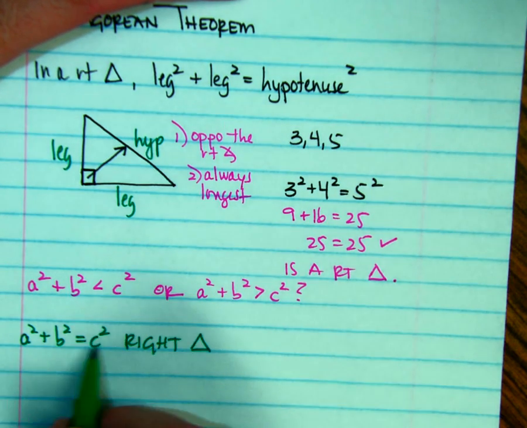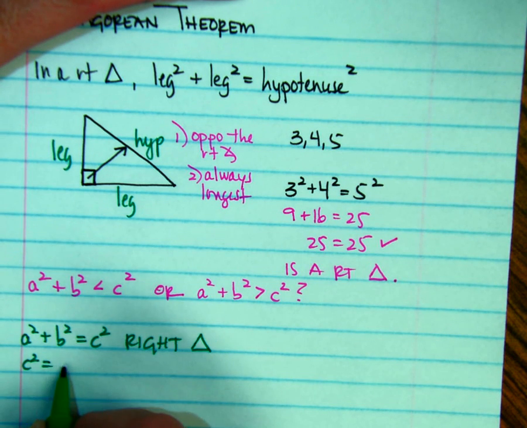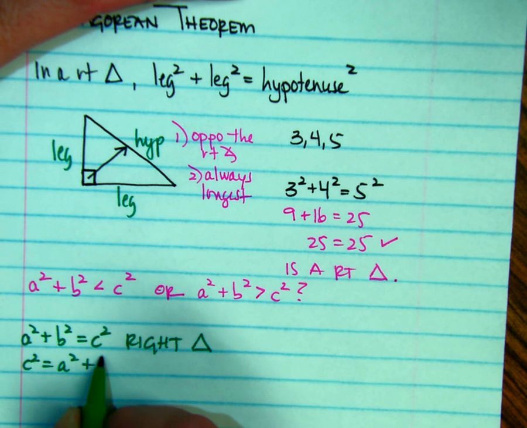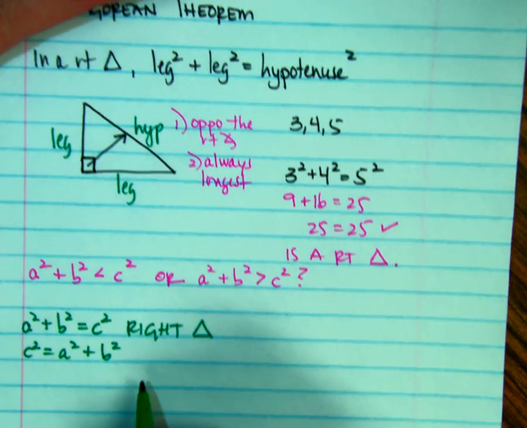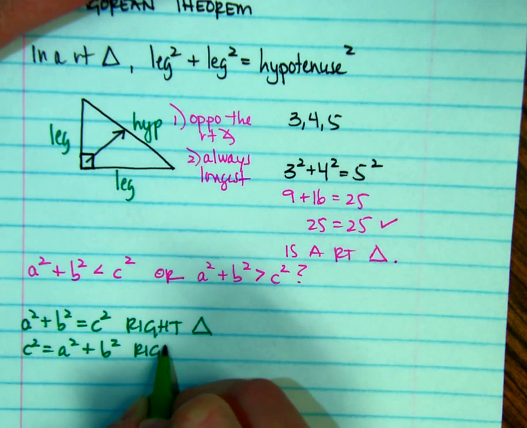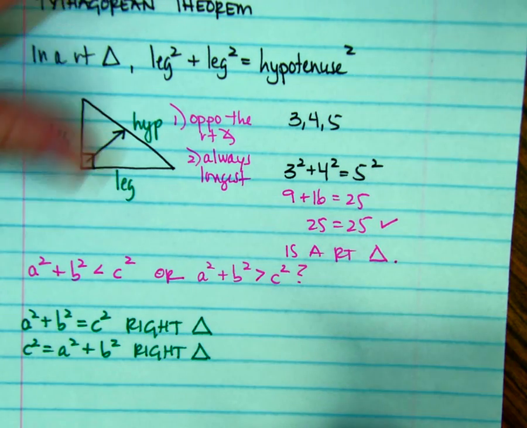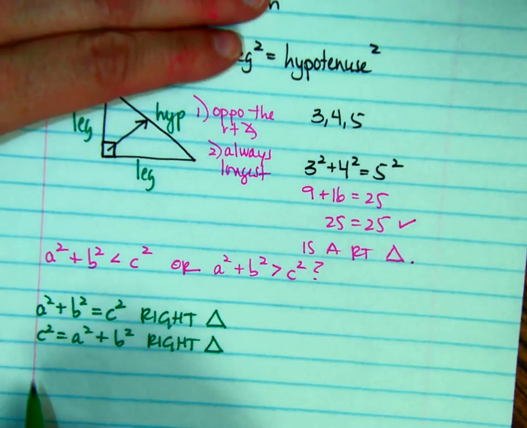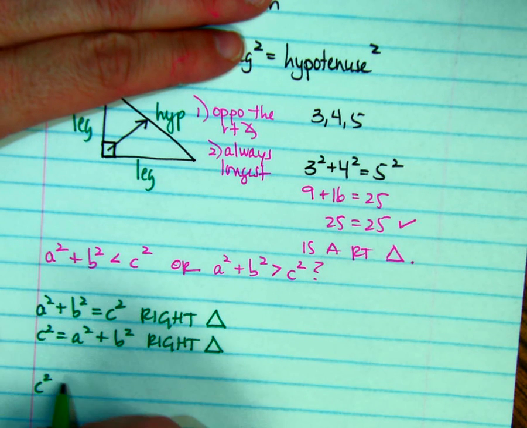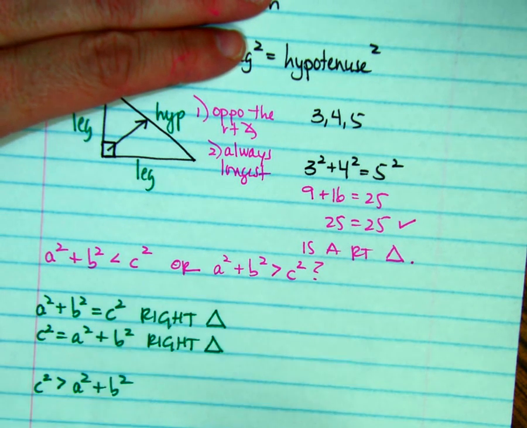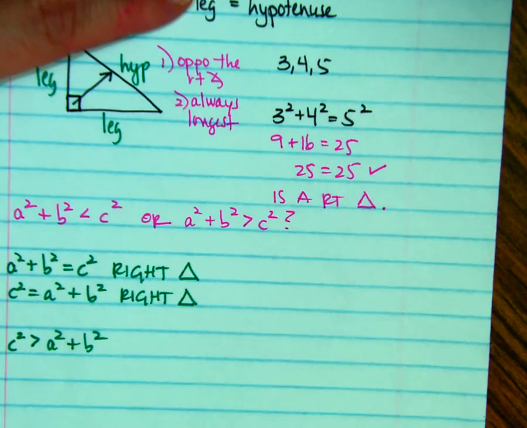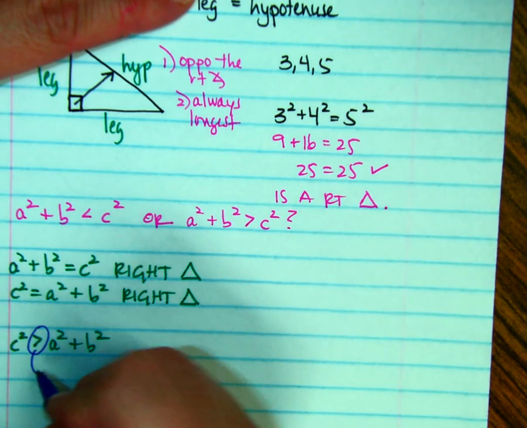And we also know that if we switch this, it's not going to change anything. It's still a right triangle. The reason why I switch it is because I think it's an easier way to remember. So if I have c squared is greater than a squared plus b squared, greater means bigger.